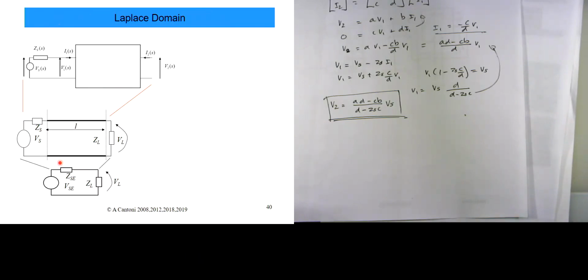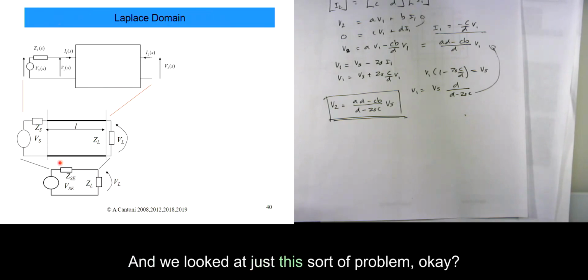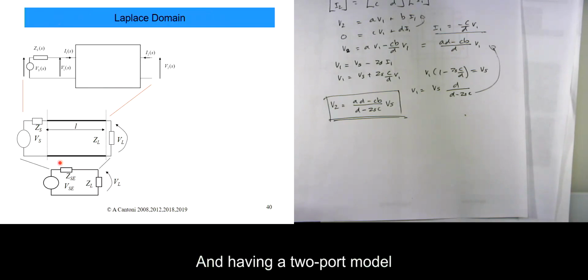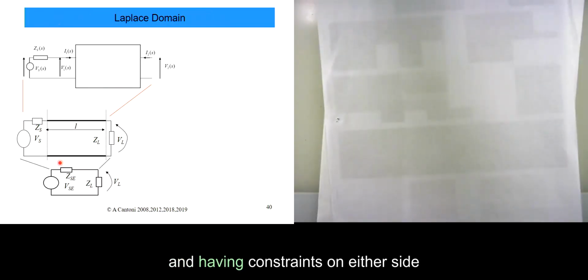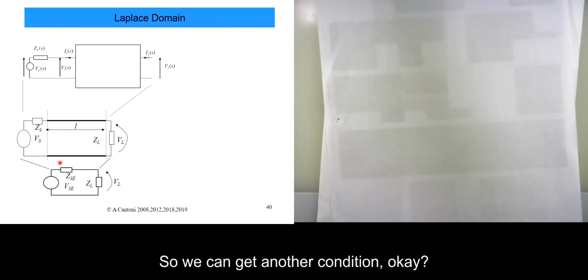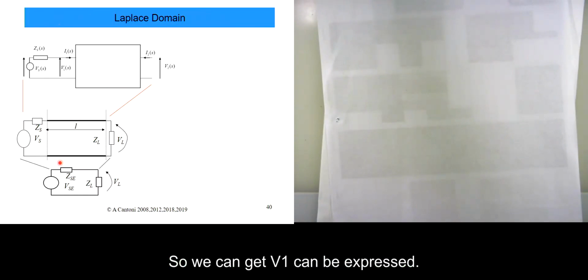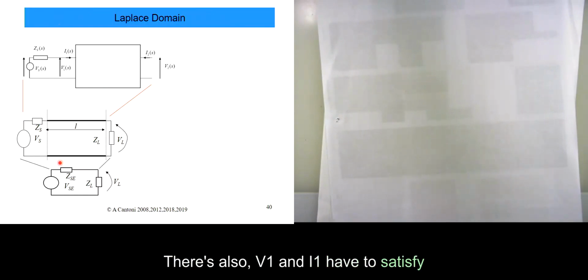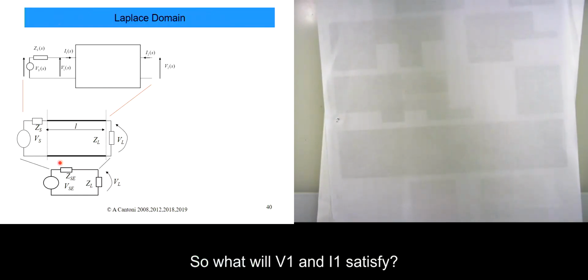Someone who did that here, and we looked at just this sort of problem. Having a two-port model and having constraints on either side of the two-port model, we can get another condition. V1 and I1 also have to satisfy some conditions. So what will V1 and I1 satisfy?